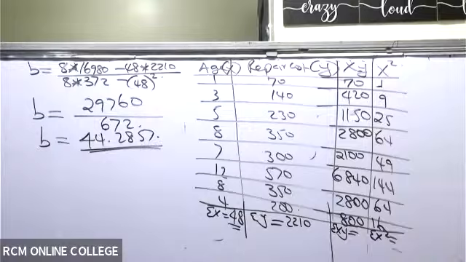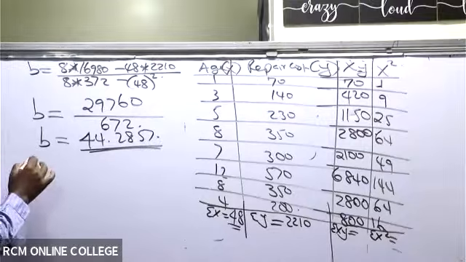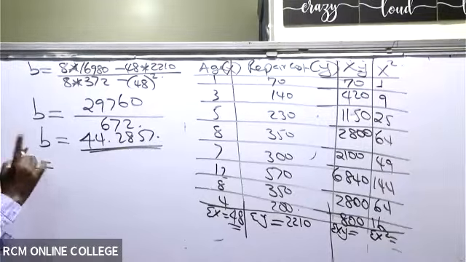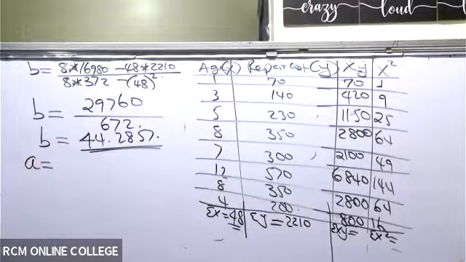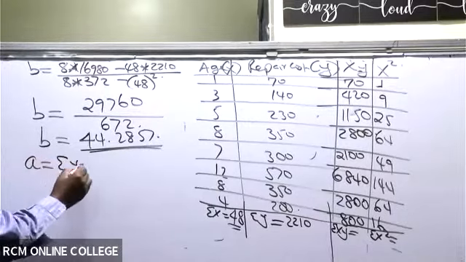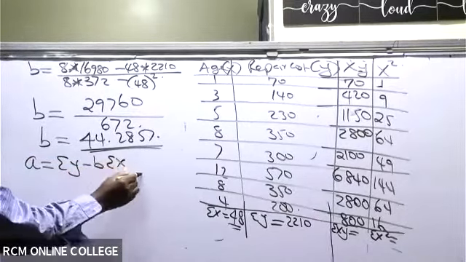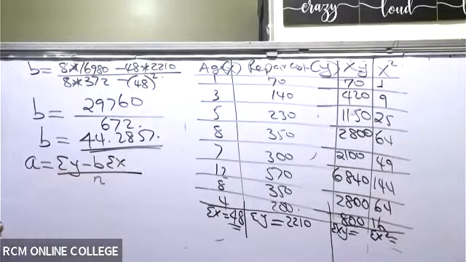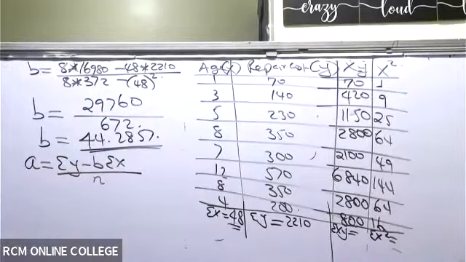And once you now get the value of B, getting A is as easy as a walk in the park. So to get A, we normally take summation of Y minus B, summation of X, divided by N.